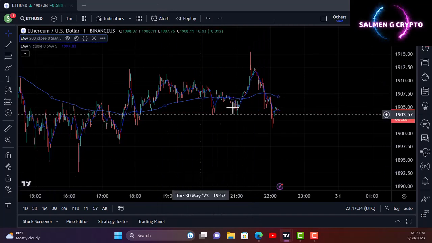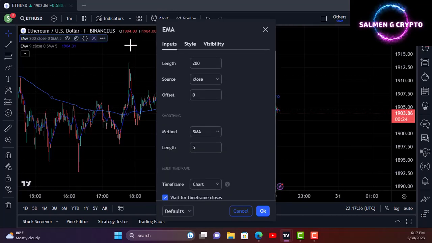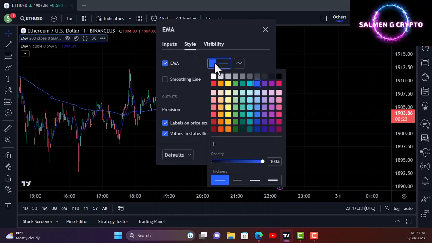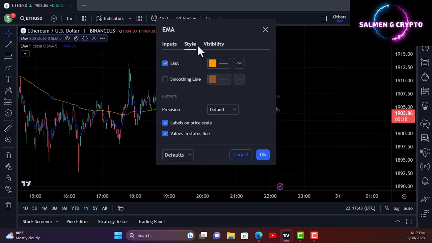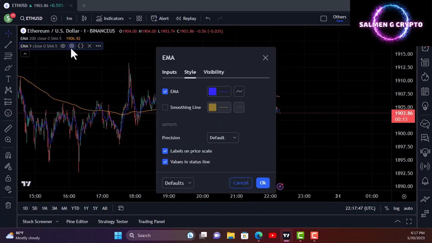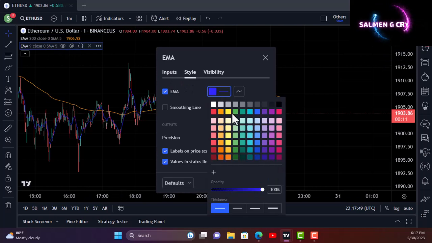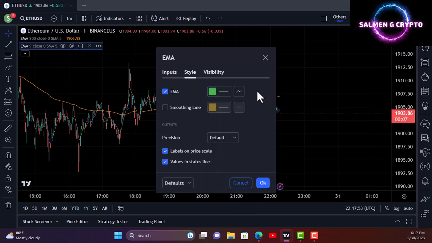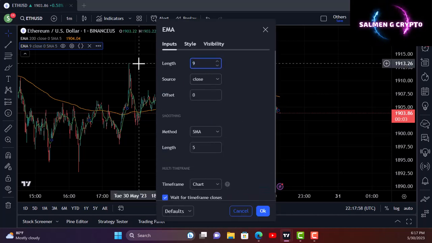So now we got the 200 EMA. I usually like the orange color for the 200 EMA. I change the color in style, click OK. The second one should be the 50 EMA. I like the green color for the 50 EMA. And then inputs, and then change this to 50.